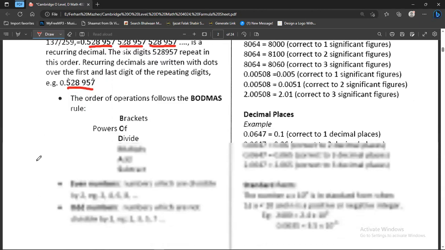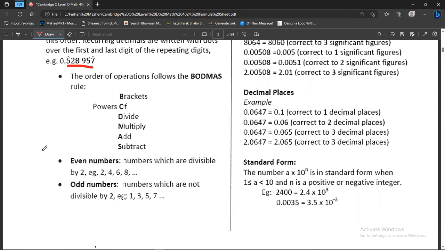The order of operations follows BODMAS. The rule: first of all, you solve inside the brackets, then the power of the bracket, then you divide, then you multiply. Addition and subtraction are the last things which you will do.